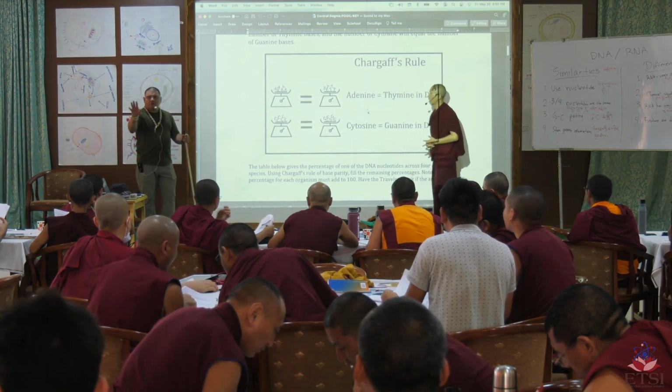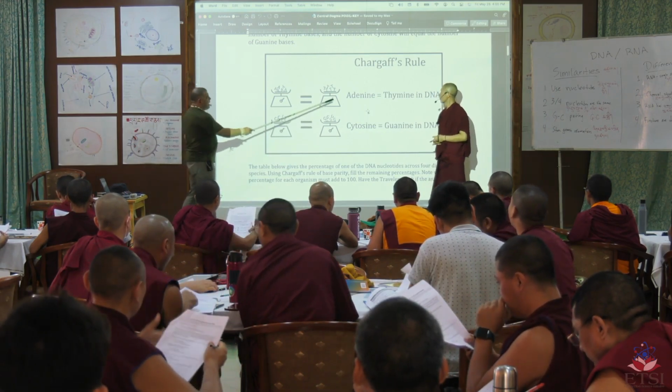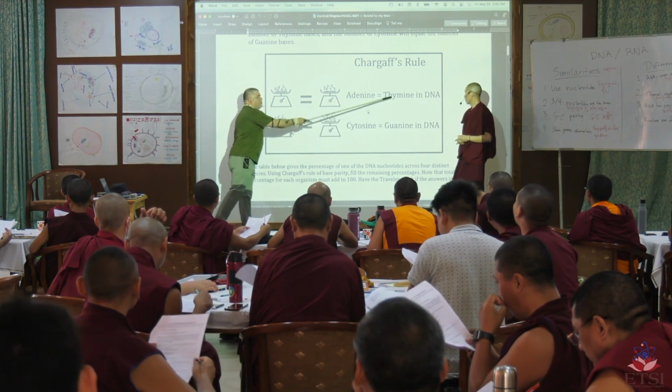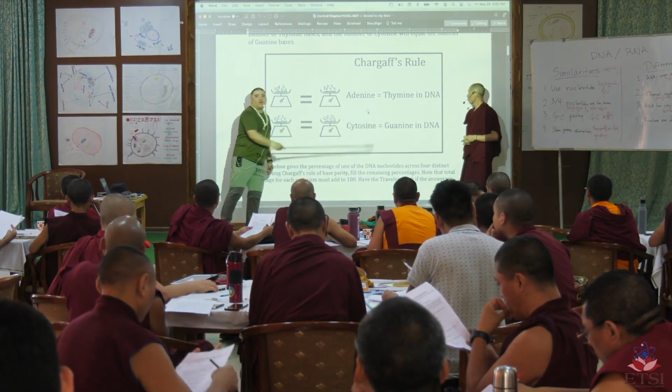So Chargaff's rule, as you read in the activity, states that the number of adenines will equal the number of thymines, just like the number of cytosines will equal the number of guanines.